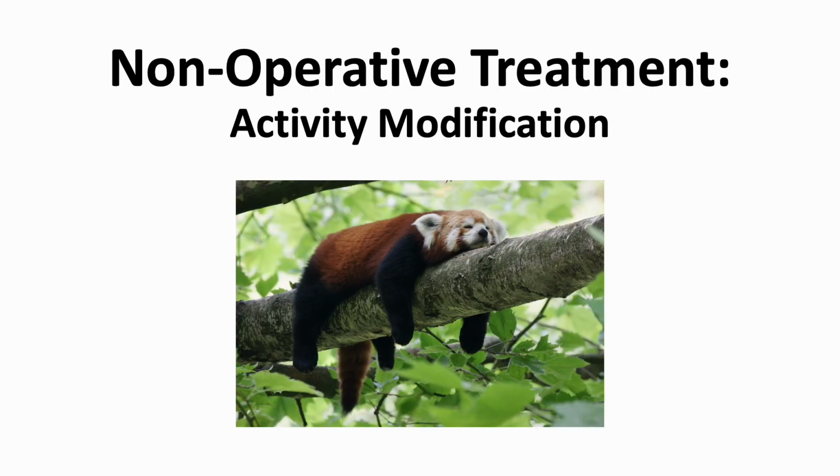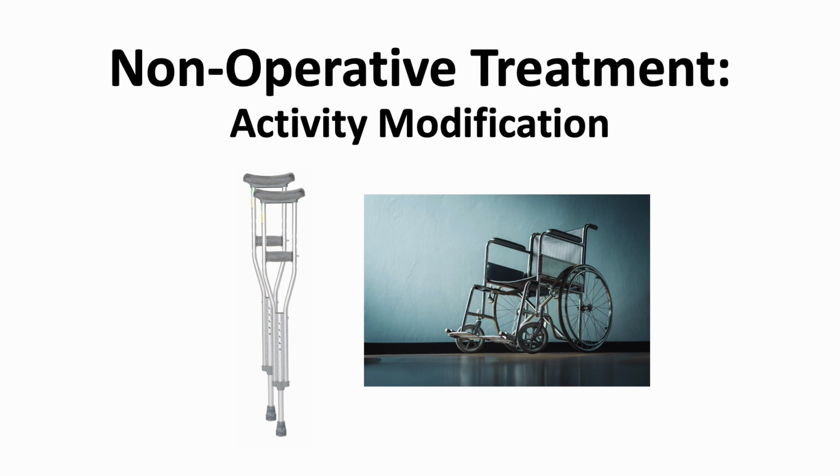Looking into specifics, the first thing your physician may recommend is activity modification, including rest and reduced activity. Most often, this means no playgrounds, sports, running, jumping, climbing, or similar type activities. Your child may need crutches, a walker, or even a wheelchair, depending upon his or her age and ability.